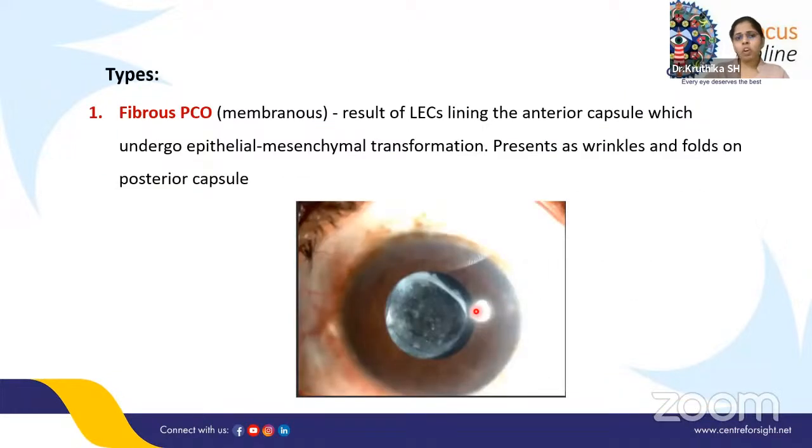There are two types of posterior capsular opacification, one of which is fibrous posterior capsular opacification, and the second one is pearl posterior capsular opacification. Fibrous, also known as membranous, why does it occur? It occurs as a result of limbal epithelial cells lining the anterior capsule, which undergo epithelial mesenchymal transformation and migrate along the posterior capsule. This presents as wrinkles and folds on the posterior capsule.